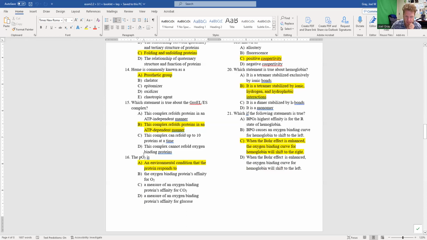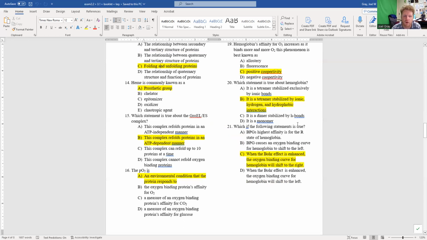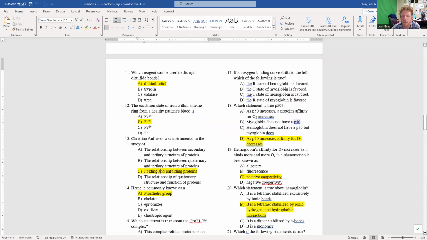Number 16, PO2 is an environmental condition that the protein responds to. A, a measure of the oxygen binding protein's affinity for O2, B, for CO2, or D, a measure of an oxygen binding protein's affinity for glucose. PO2 is the partial pressure of oxygen, the pressure of oxygen in the environment. So A is your best answer.